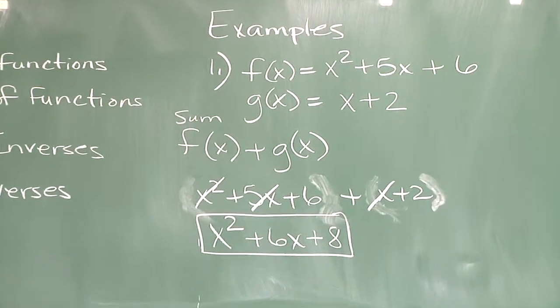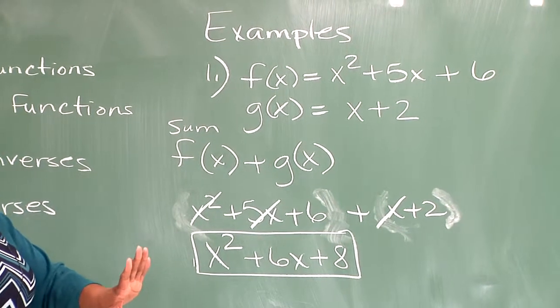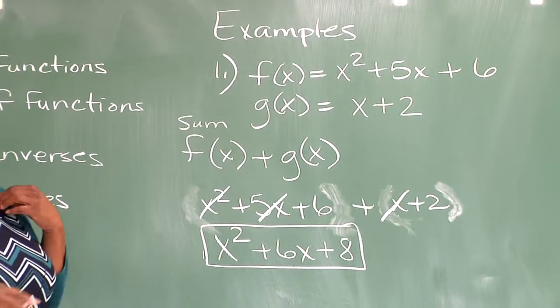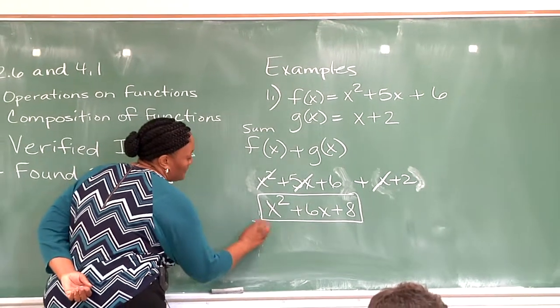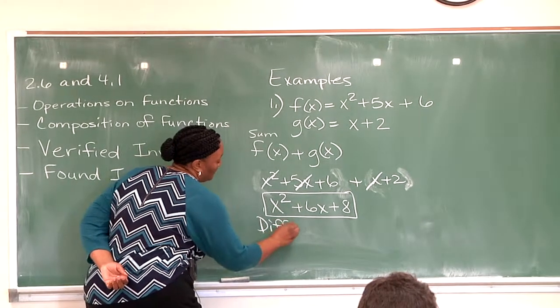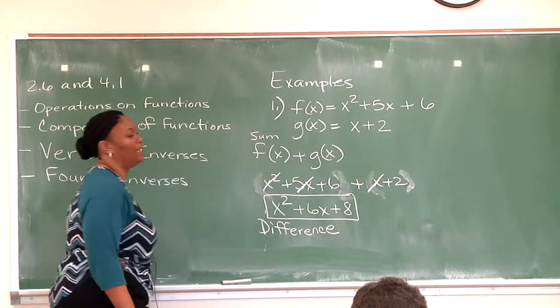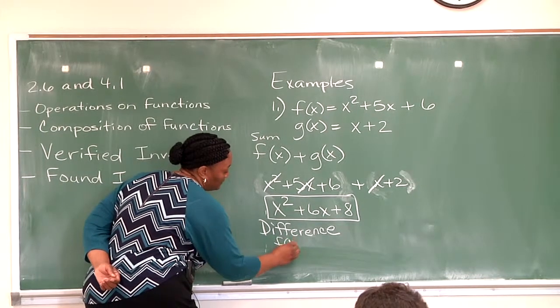Correct? All right, do I have any questions about the sum? Are we okay with that? All we're doing is adding. That's the sum. Okay, let's find the difference. What does finding the difference mean? I'm going to subtract. Okay? So I have f of x minus g of x here.